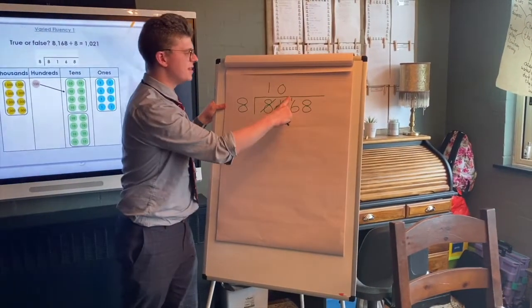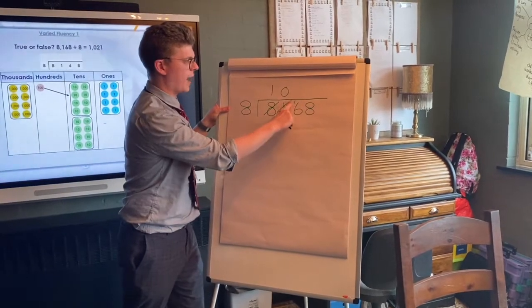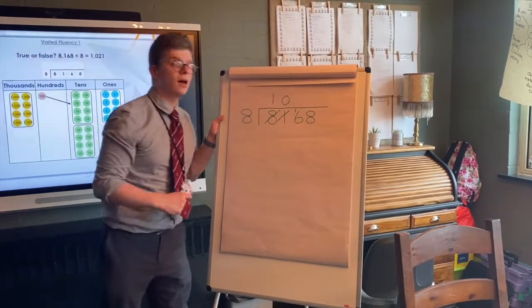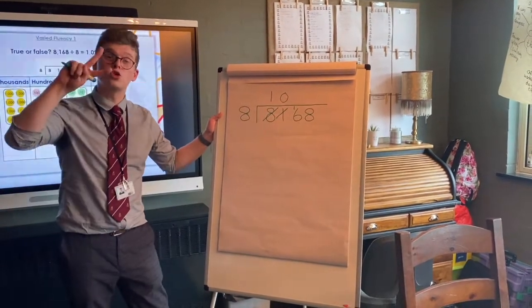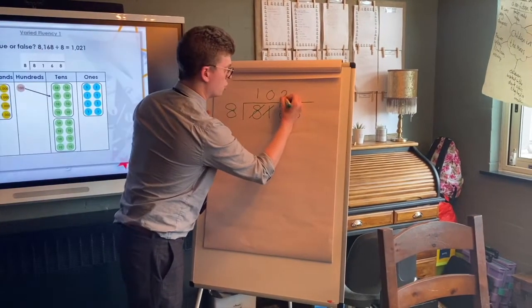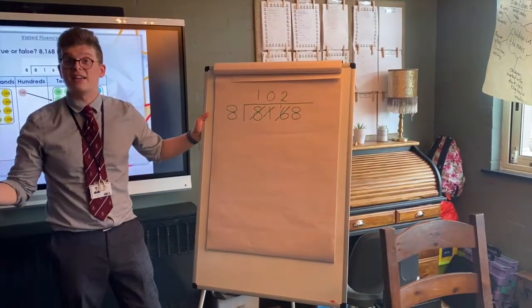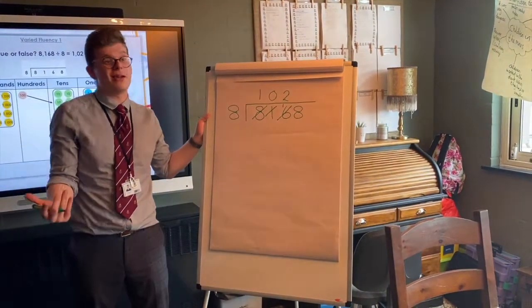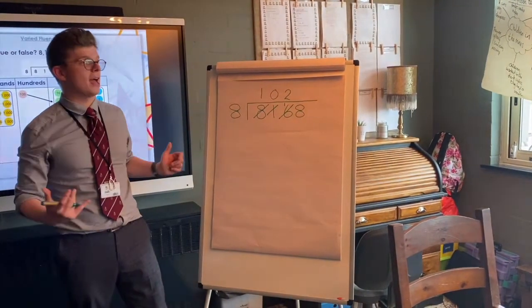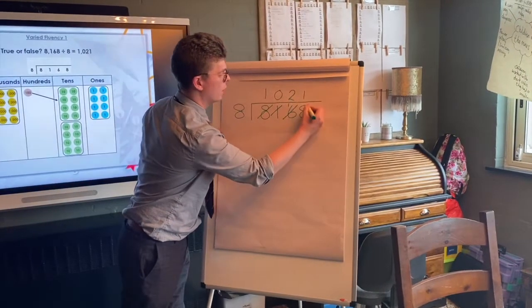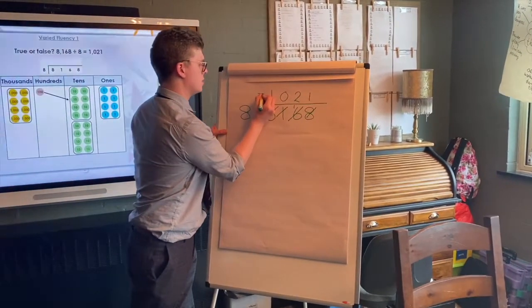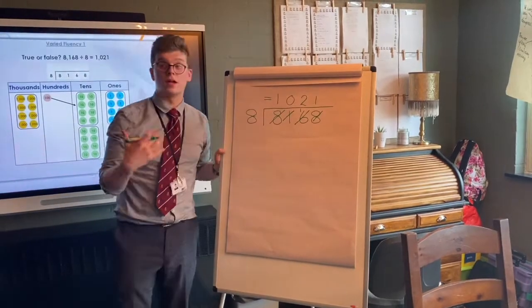Next, 16. Not 6 because we've carried the 1. 16. I know 8 goes into 16 twice. I record a 2, cross it out. And finally, we're back to 8. How many times does 8 go into 8? Well, 8 times 1 equals 8. So I know 1. Giving us a final answer of 1,021.